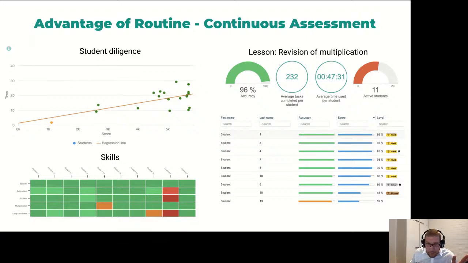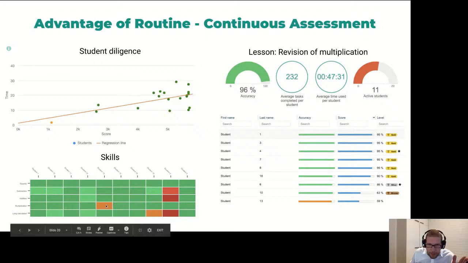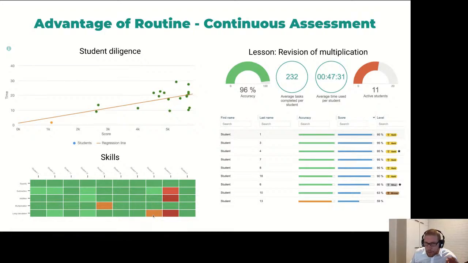A lot of the other students are doing really well. There are no major issues. Some issues with multiplication, and there's another student again with problems in long calculations. But most of the students are doing really well. So now I know as a teacher that I need to focus my time on student 2. This is what we can get when we work with digital tools on a regular basis with a good routine. We get a lot of information, and this does not require any assessment done by the teacher. This is all automatic.